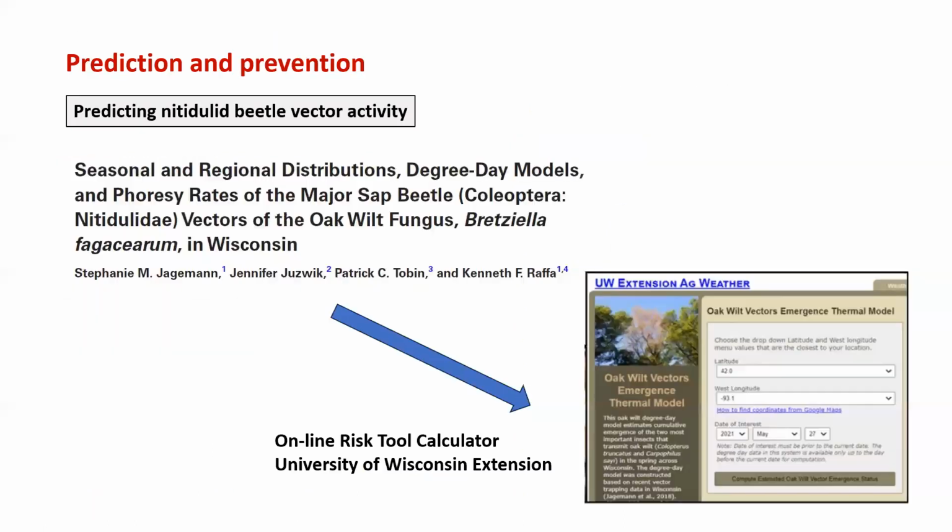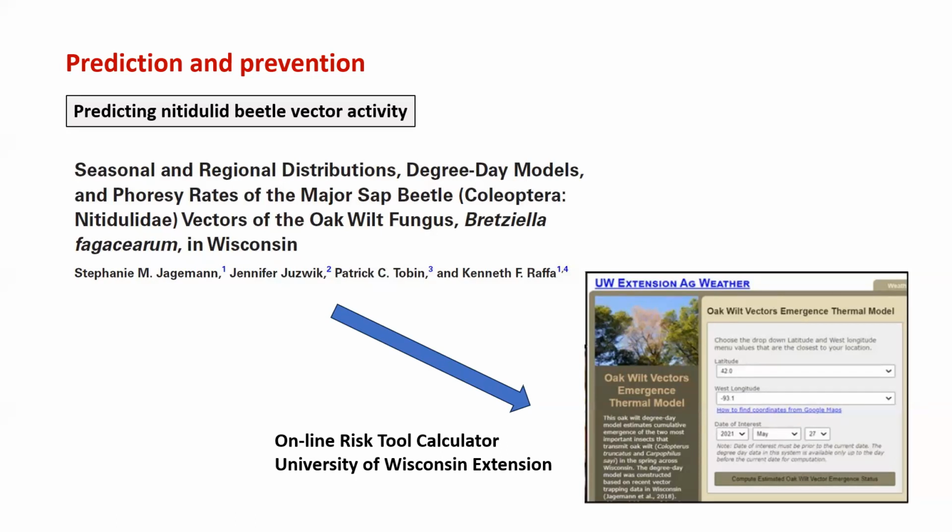And then prediction and prevention. There is recent research published in 2018 about monitoring the flight of the major sap beetle vectors of the oak wilt fungus in Wisconsin through different latitudes of Wisconsin, coupling that with weather, climate data, and coming up with predictions, particularly of when those two beetle species start to fly.